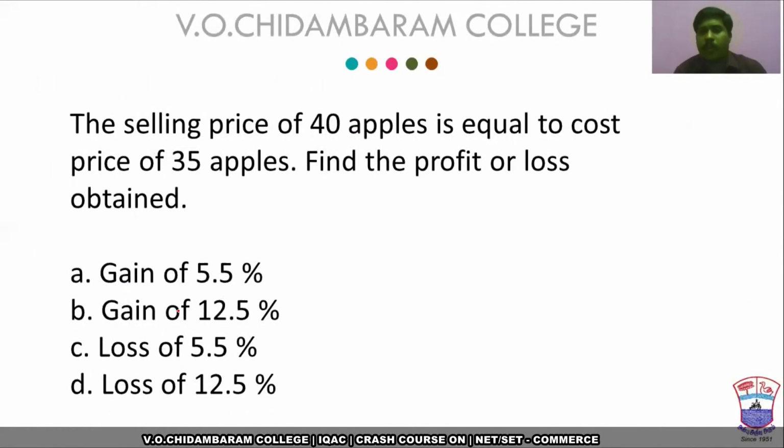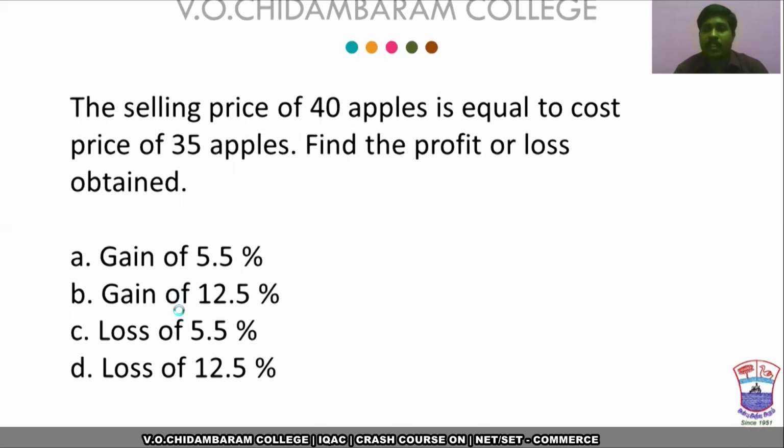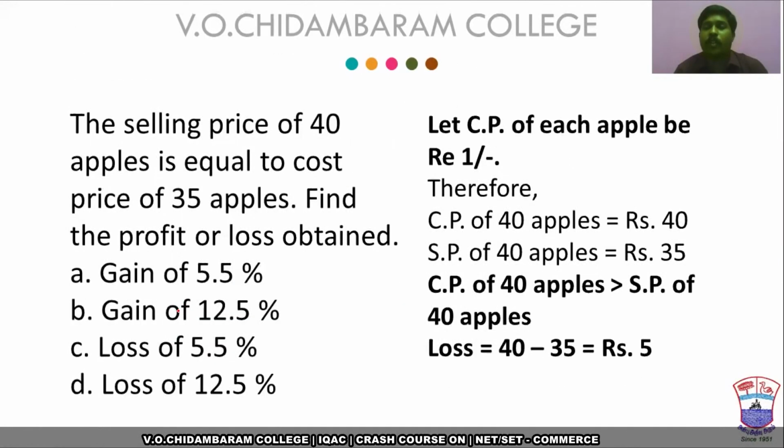So the next problem is: the selling price of 40 apples is equal to the cost price of 35 apples. It's just an interesting sum. Find the profit or loss obtained. There is no cost price given, there is no selling price given, there are no percentages given, but a hint is there. What is that hint? The selling price of 40 apples is equal to the cost price of 35 apples is the hint. Using that hint, we are going to solve it.